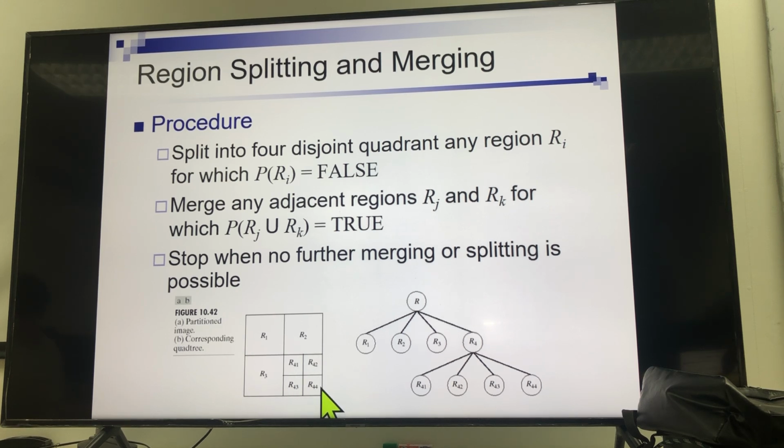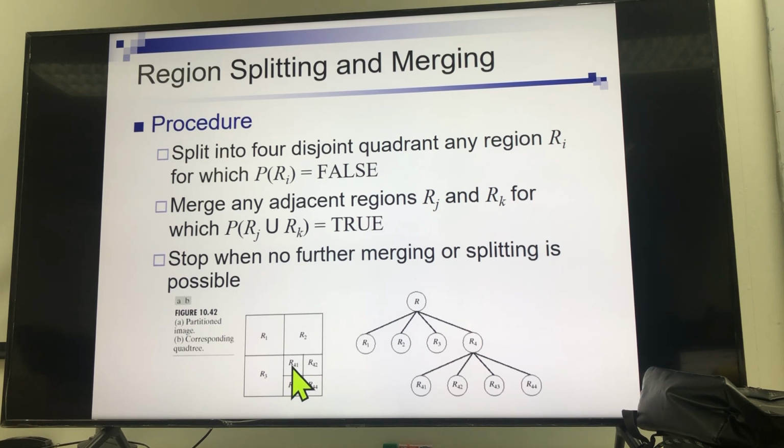Which one would be split? Okay. Which one would stop splitting? Okay. And then you continue so on, until you get the decision tree like this. The next step is to merge. Merge means you check regions that are next to each other.